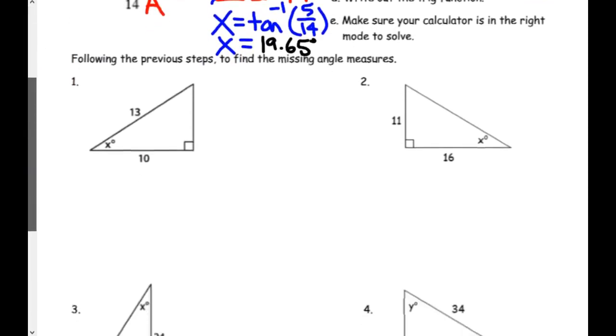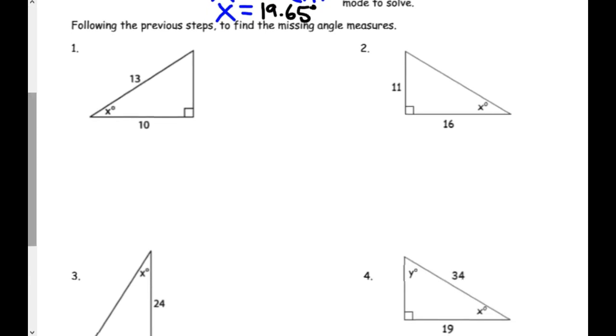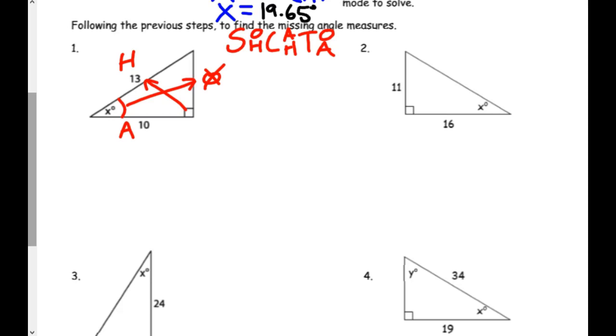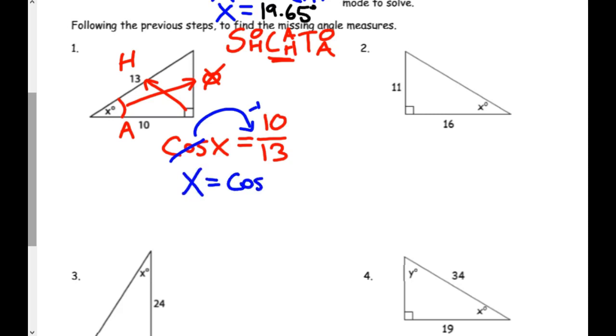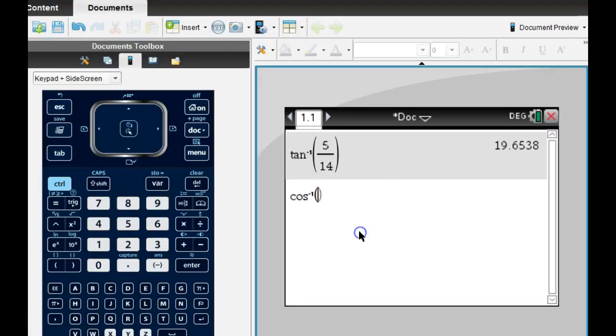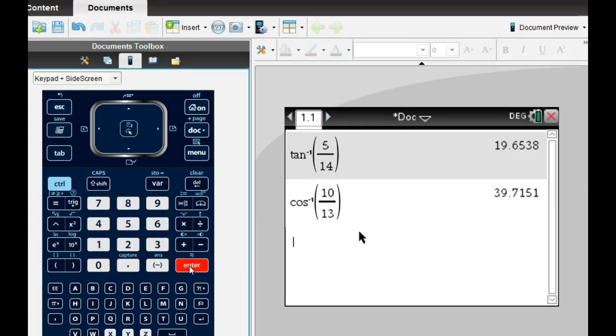Alright, so let's try some more examples. Here's my angle x, so let's label O, H, and A. I'm not going to use O because O is missing. So if I have SOHCAHTOA, right, that's my trigonometry tool. I have A and H, and that has to be cosine. So I'm going to do cosine x equals A over H. Okay, so remember, I need x by itself. The cosine's got to go. So I bring it to the other side with a little negative 1 on it. So x equals cosine inverse 10 over 13. Alright, so we can go to the calculator. Cosine inverse 10 over 13. 39.72.